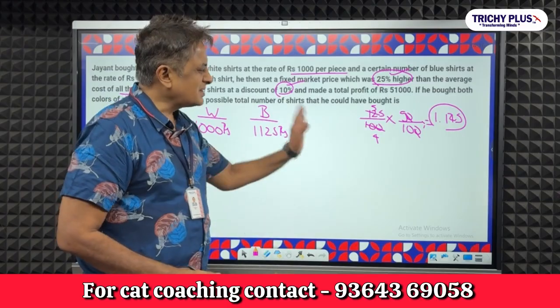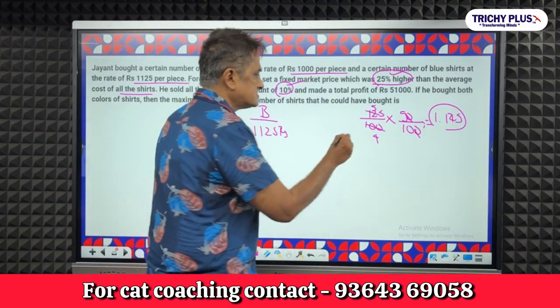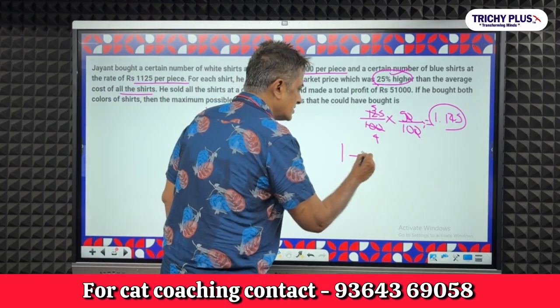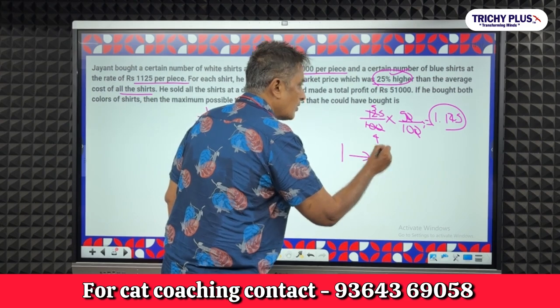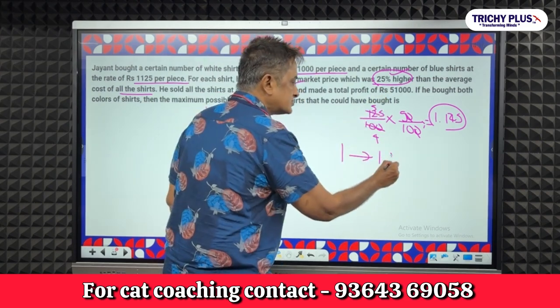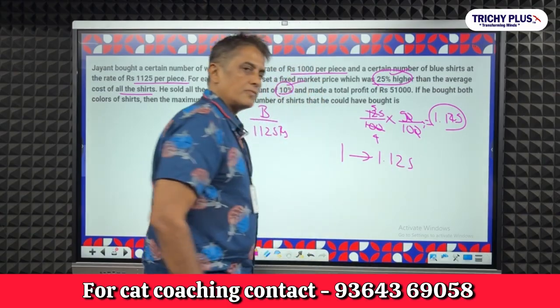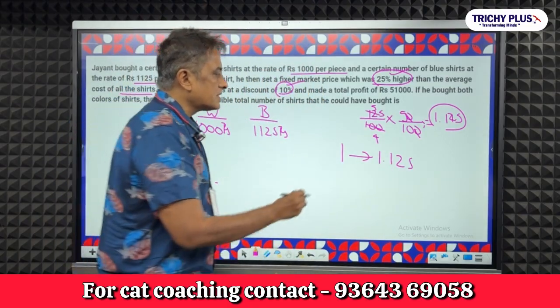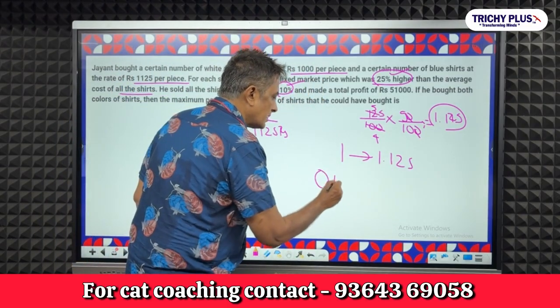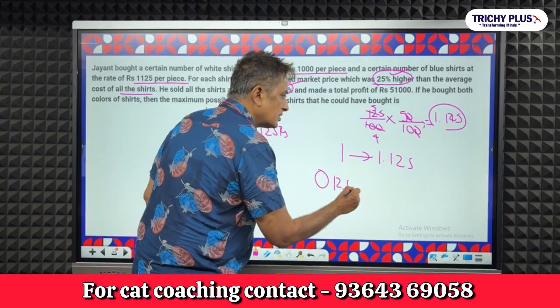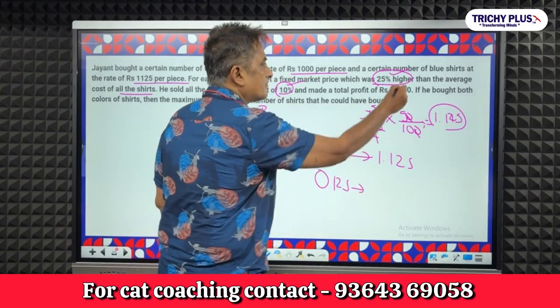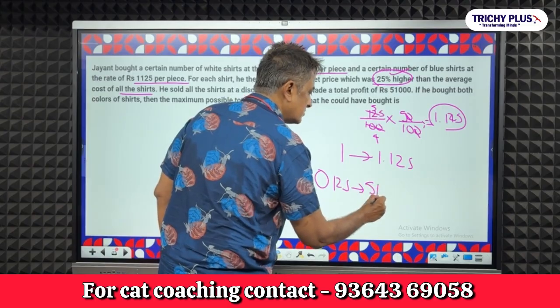Right? What is the meaning of this? That means a 1 rupee shirt, with all the markup and the price going down, is going to 1.125. அப்போ எவ்வளோ எக்ஸ்ட்ரா வருது? 0.125 எக்ஸ்ட்ரா வருது. அந்த 0.125னால என்ன ப்ராஃபிட்? 51,000.